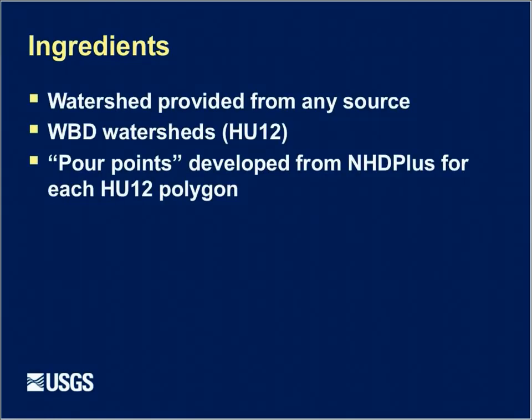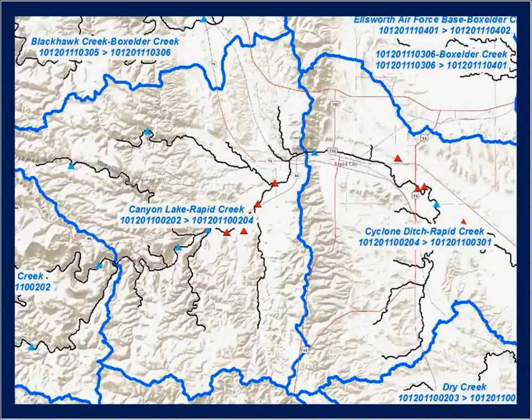So we have these ingredients. We have our watershed we got from somewhere. We have these WBD watersheds that exist, and then we have pour points that were developed using NHDPlus. And I urge you to come to the January meeting to learn more about what's happening recently with NHDPlus. It's pretty exciting. So here are some real life watersheds.